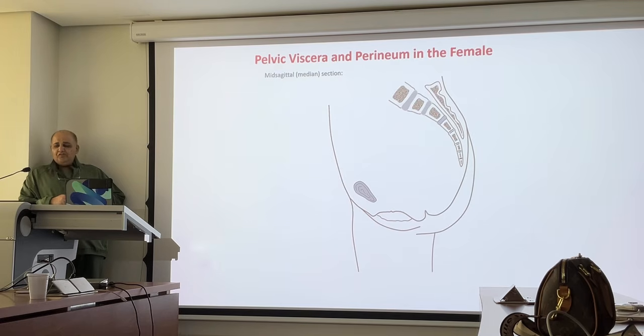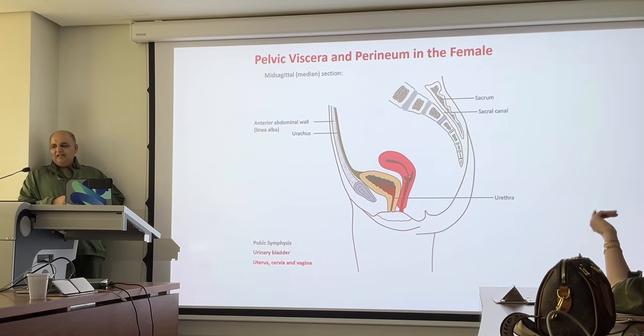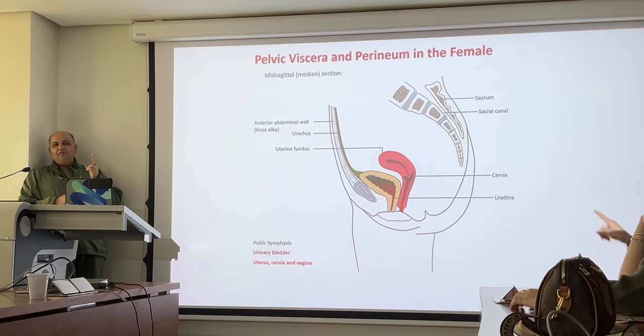So this is symphysis pubis, sacrum, sacral canal, urinary bladder. What is this? Urachus. Paul always brings questions from urachus. This is uterus and vagina. Now can you see this? These gaps I mentioned, fornix.